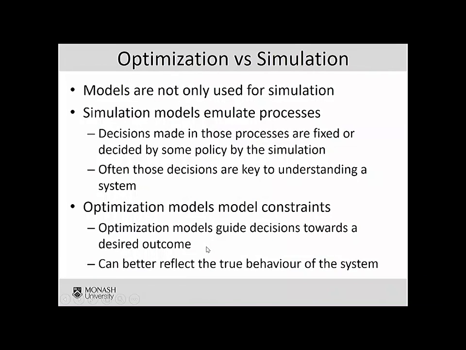And so optimization models work in a different way. They say, we're just going to let the optimizer make those decisions for us in our model, and we're going to add constraints about the system, and then let the optimization work out what's the best decisions, and that can better reflect the true behaviour of the system.